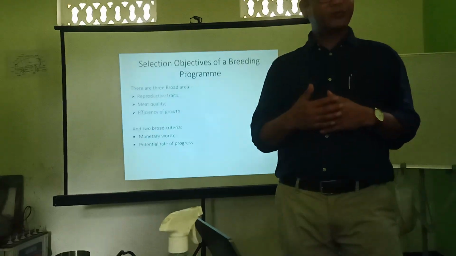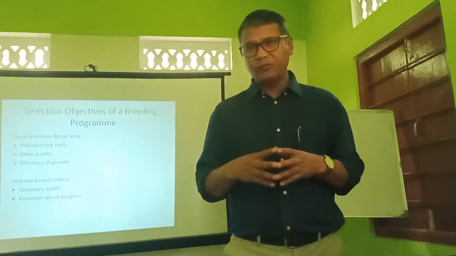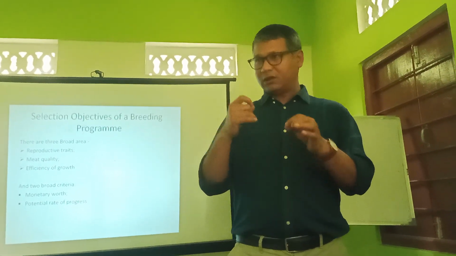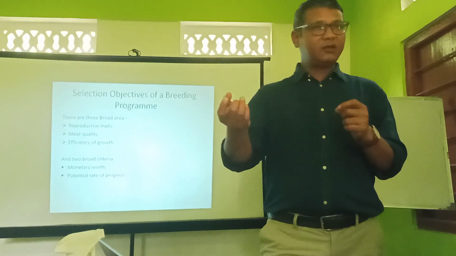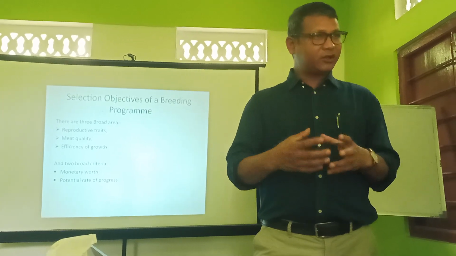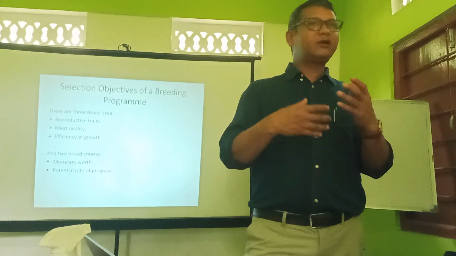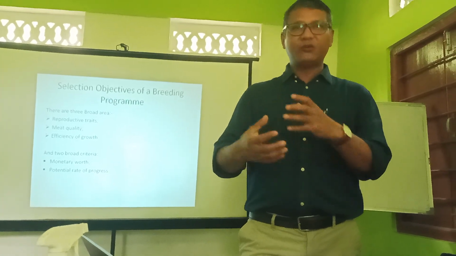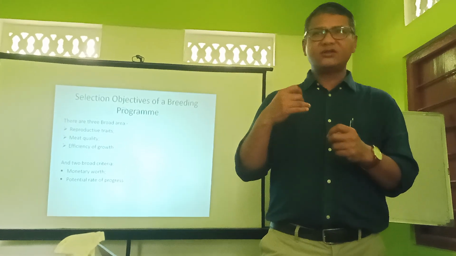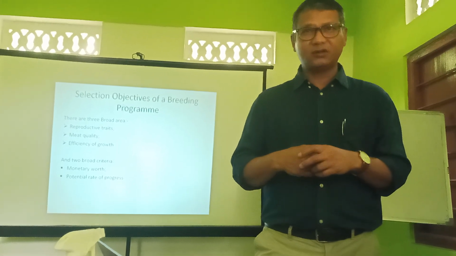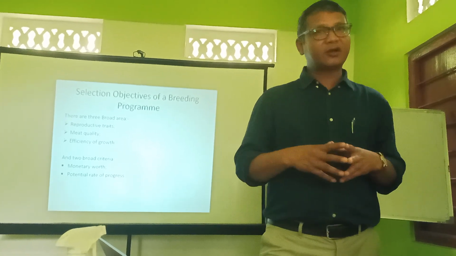Another is the potential of progress. Potential rate of progress means, suppose there are certain parameters which are very difficult to improve. There are qualities which are easily heritable, which can be transferred from one generation to the next, or improvement can be done. But there are qualities which are very difficult to improve upon. They're not as heritable as certain other qualities are. So you also look at the potential rate of progress.